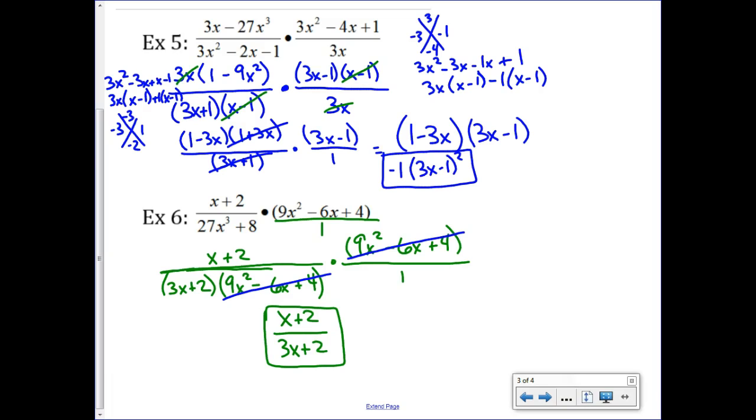If it looked like x plus 2 over 3 and then x plus 2, then it could be canceled because the 3 and the x plus 2 are being multiplied. But that's not the case in your answer. This is not what we have. So we cannot cancel out those x plus 2's. So that's your final answer on that one.